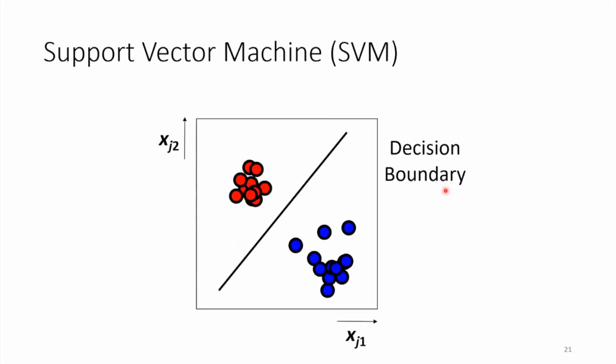Okay, now let's talk about a different classifier, so support vector machines. Support vector machines are relatively simple classifiers. They are very famous, and I will show you later. They are also some of the best classifiers that we have.